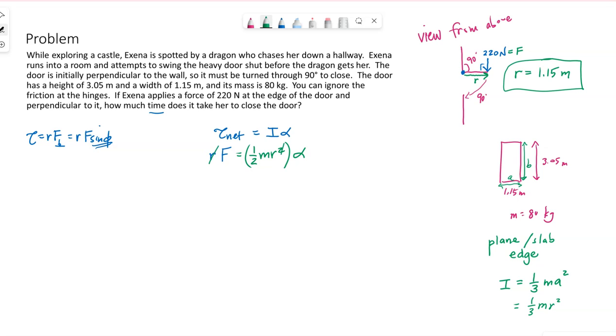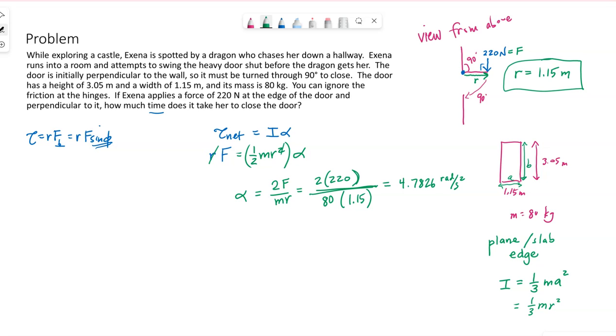So alpha, let's see, we can cancel one of the R's. Alpha is our angular acceleration. We have the force, 220 newtons. We have the mass. We have the width of the door. The mass of the door, 80 kilograms. The width of the door, 1.15 meters. So we can calculate the angular acceleration of the door. So I'm getting 4.7826. This will be in radians per second squared because I have the width of the door in meters, the mass in kilograms, the force in newtons. So angular acceleration we have.